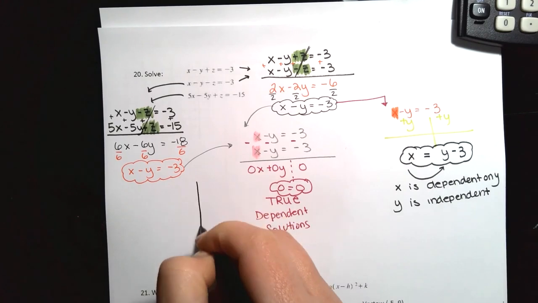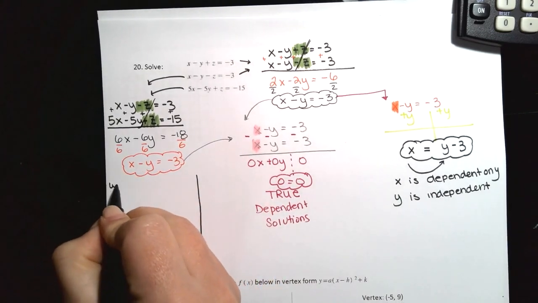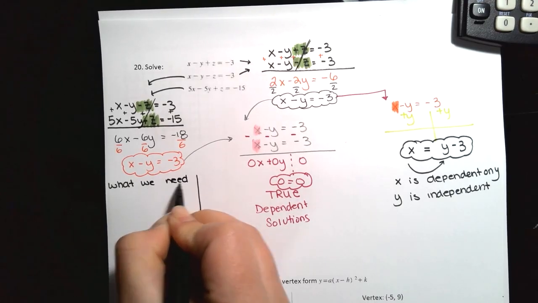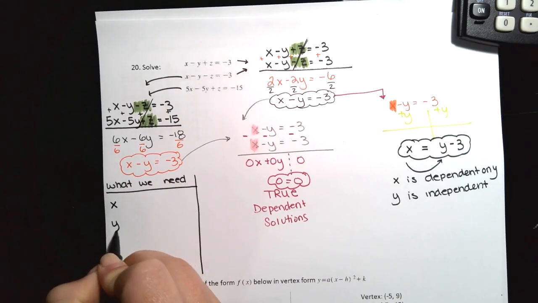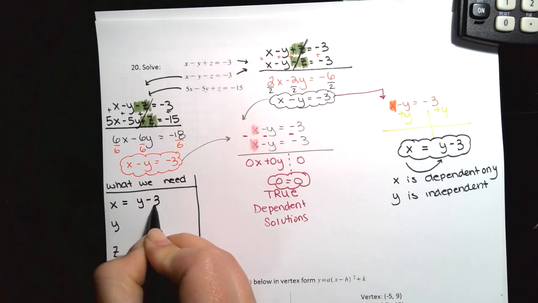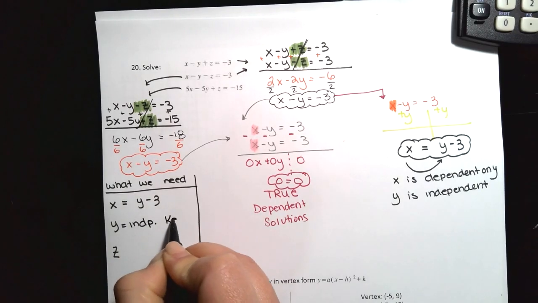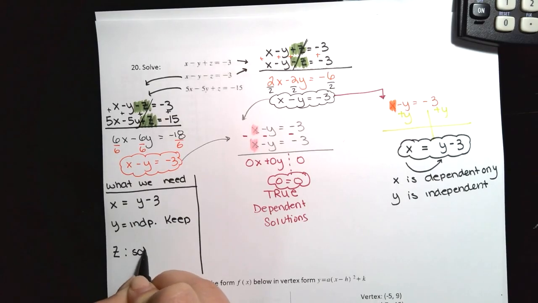And so I usually like to write things out like a little side. What do we need? Kind of like what's the whole point of what we're doing? Well, the whole point of what we're doing is to solve for x, y, and z. X we figured out was y minus 3. Y was independent, so that means we're going to keep it. I don't know what z is, so I need to solve for z.